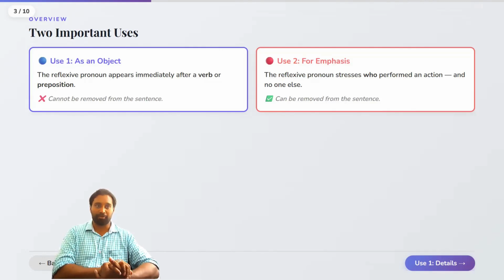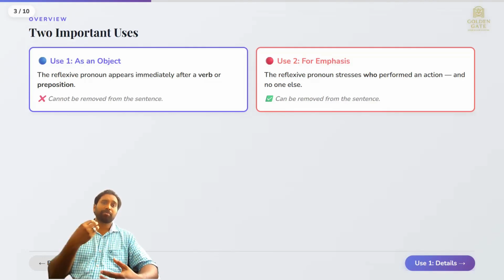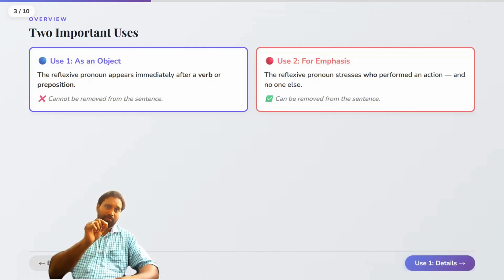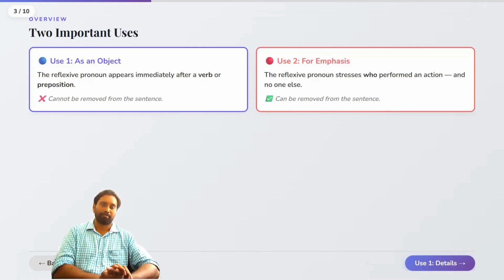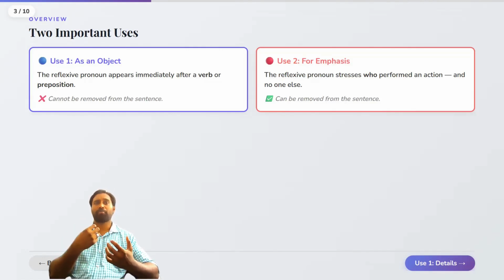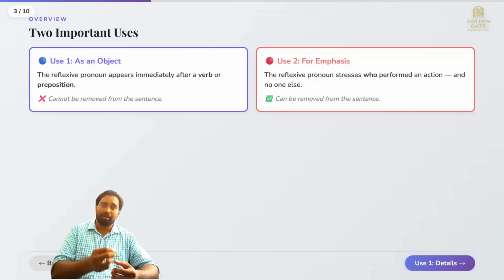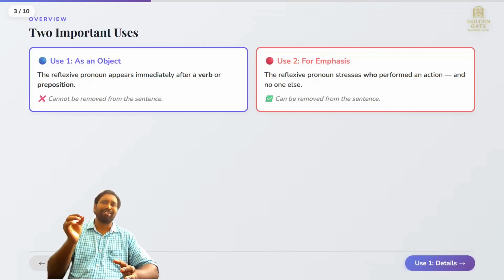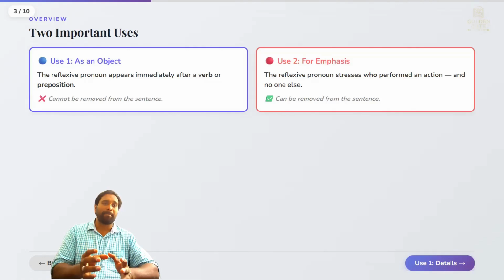Let's check the second use. That is for emphasis. This means the reflexive pronoun is used to stress who exactly performed the action. Then there's an important difference between the first use and the second use. That is, when we use a reflexive pronoun for emphasis, we can remove it from the sentence and the sentence will still make complete grammatical sense.